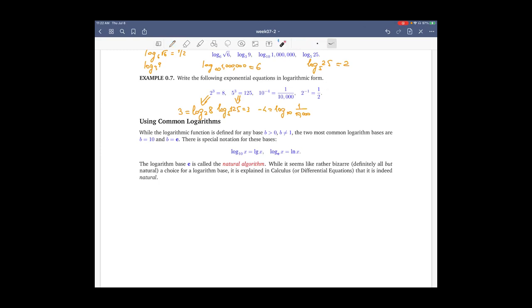And likewise, the last expression, 2 to the power negative 1 equals 1/2, simply states that logarithm of 1/2 base 2, the power to which 2 needs to be raised to result in 1/2, is negative 1.